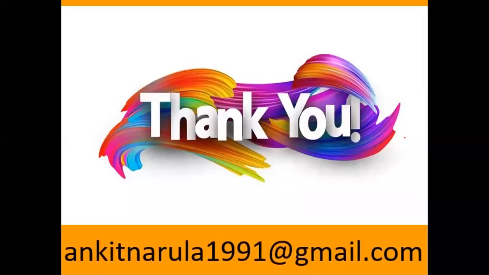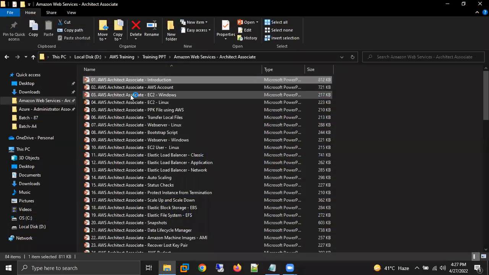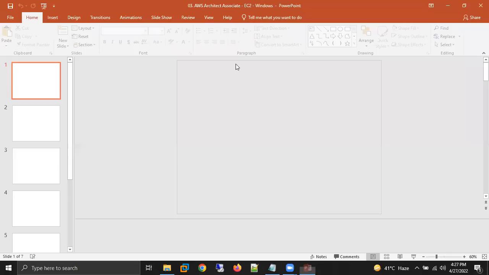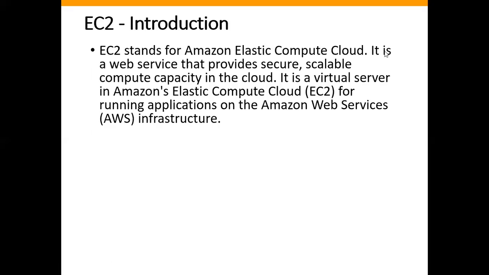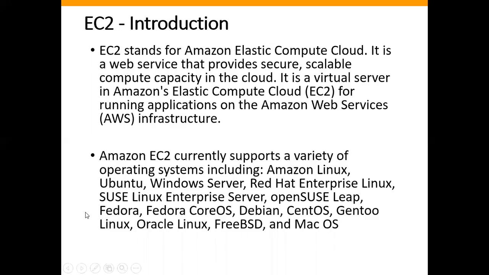Okay, so we'll continue with our first service, which is called EC2 machine. Now, what is an EC2 machine? EC2 is a service with the help of which we can create virtual machines in the cloud. EC2 stands for Amazon Elastic Compute Cloud. It is a web service that provides secure and scalable compute capability in the cloud. It's a virtual server we are going to create in the cloud.